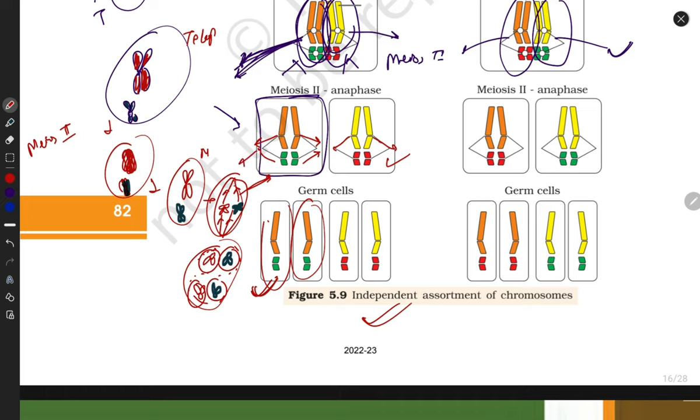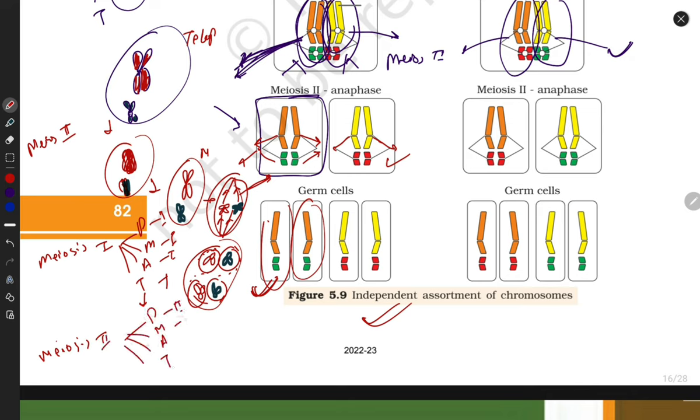Let me elaborate this thing. Meiosis first has four parts: prophase, metaphase, anaphase and telophase. After telophase, they quickly enter meiosis second. Again, four parts: prophase, metaphase, anaphase, and telophase. And the last step is what? They make germ cells, haploid.